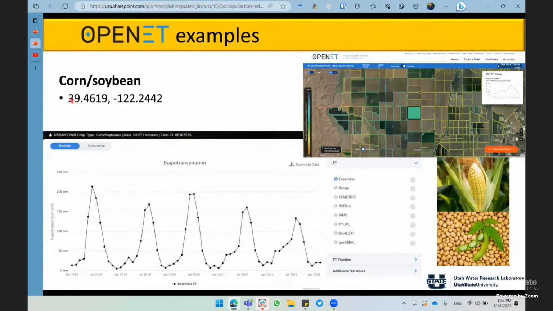Other example, you can add this coordinate in this search box the same way as before. And this is for corn and soybean. So it seems that during the year they rotate between these 2 crops, and you see the same way December, and then you can activate the range, so the maximum and the minimum values per month, and the other models if you are interested in. Well, here we see also a decreasing trend of the ET along the time period from 2018 to 2023.